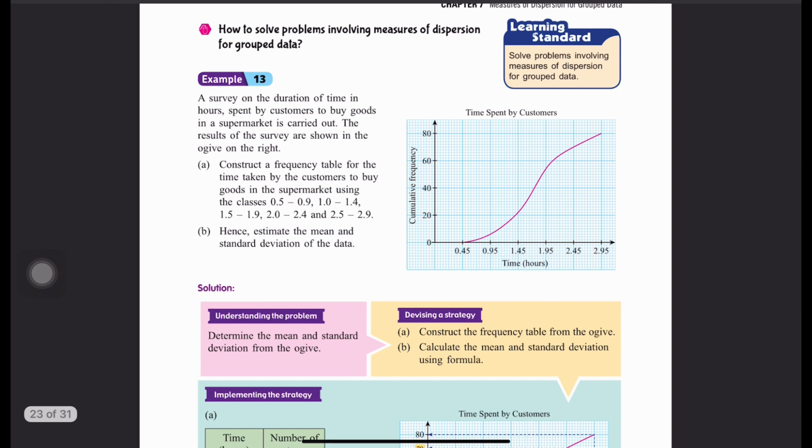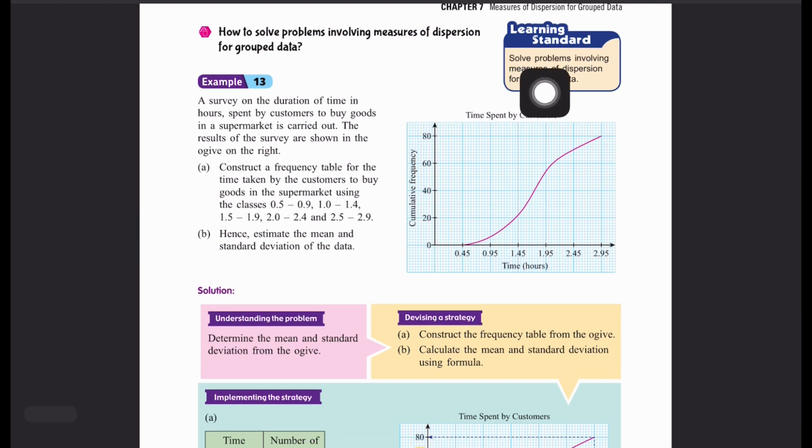Okay, so next learning standard is solve problems involving measures of dispersion for group data. Now look at example 13. A survey on the duration of time in hours spent by a customer to buy goods in a supermarket is carried out. The result of the survey are shown in the OGIF on the right. So OGIF dah diberi. Construct a frequency table for time taken by customer to buy goods in supermarket using classes dia dah bagi. Hence estimate the mean and standard deviation for data.